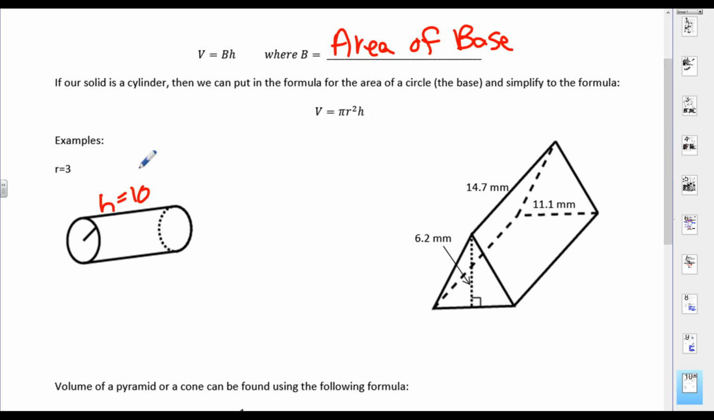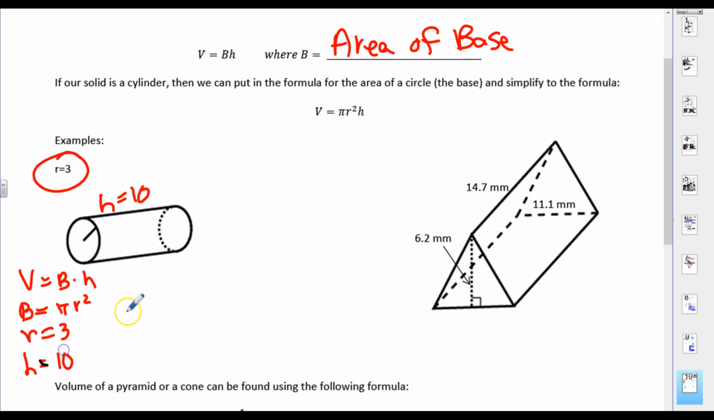Just like before, we're still going to follow the same order. We're always going to list out our formula first. Volume equals base times height, where the base is pi r squared, and we're going to find all of our variables. I need r and I need h. Well, they give me here that r is 3 and my height is 10. So I plug in for the area of the base. That's pi times 3 squared, which gets me 9 pi. And so my volume is 9 pi times 10, or 90 pi. I don't have units, so we're just going to call this units cubed.